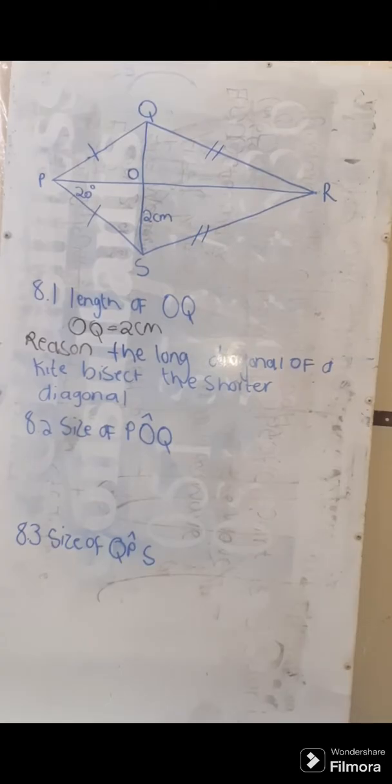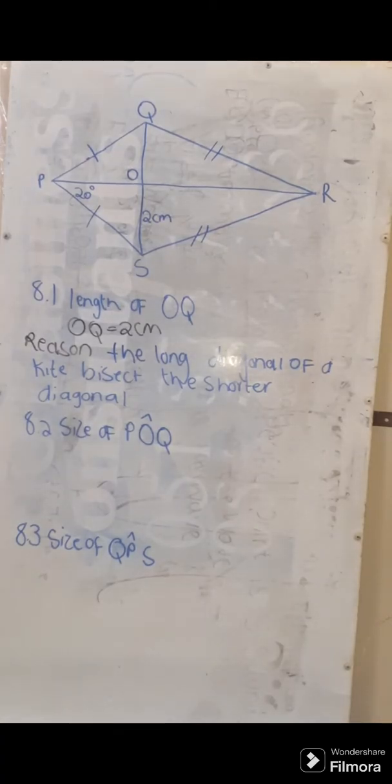The reason is the long diagonal of a kite bisects the shorter diagonal, which means that long one cuts the kite into 2 and then also bisects the small one. So it means both the sides are equal. So OS is the same as OQ. That's what it simply says.